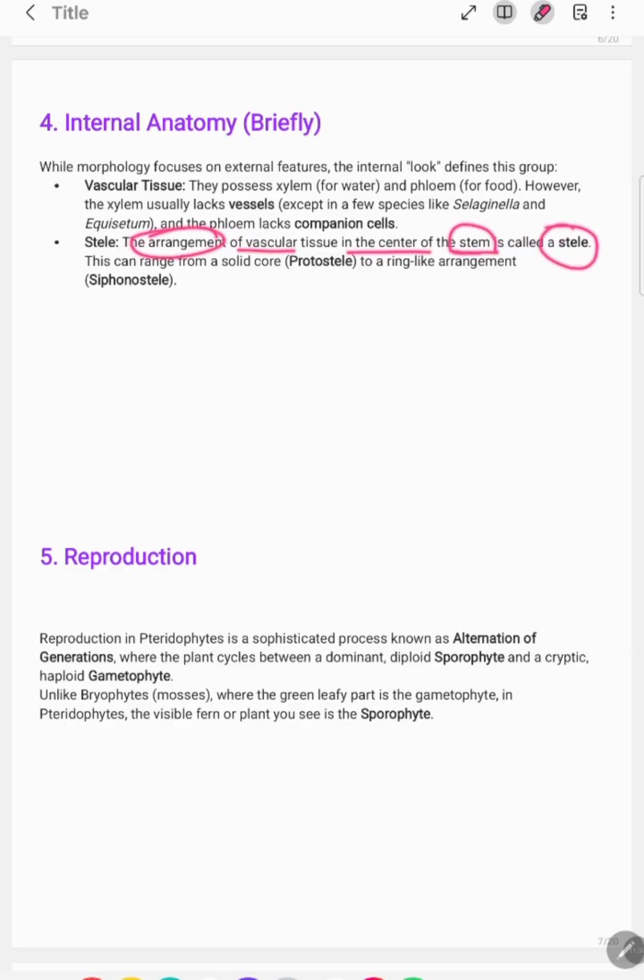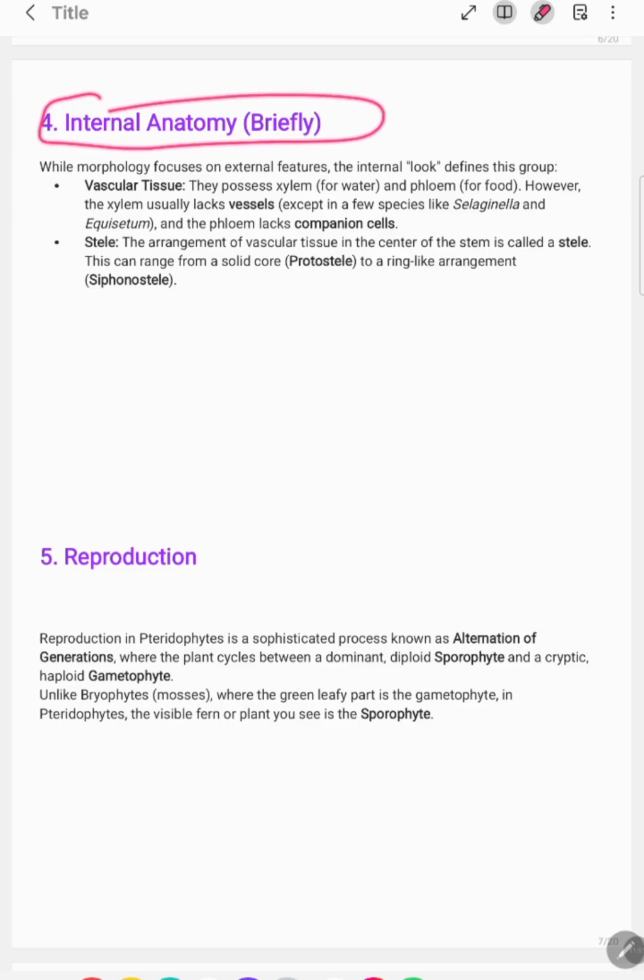The arrangement of vascular tissues in the center of the stem, what do we call it? Stele. This can range from a solid core to a ring arrangement. Okay, it can vary from a solid core, which is known as protostele, to the ring arrangement of these vascular tissues, the siphonostele.